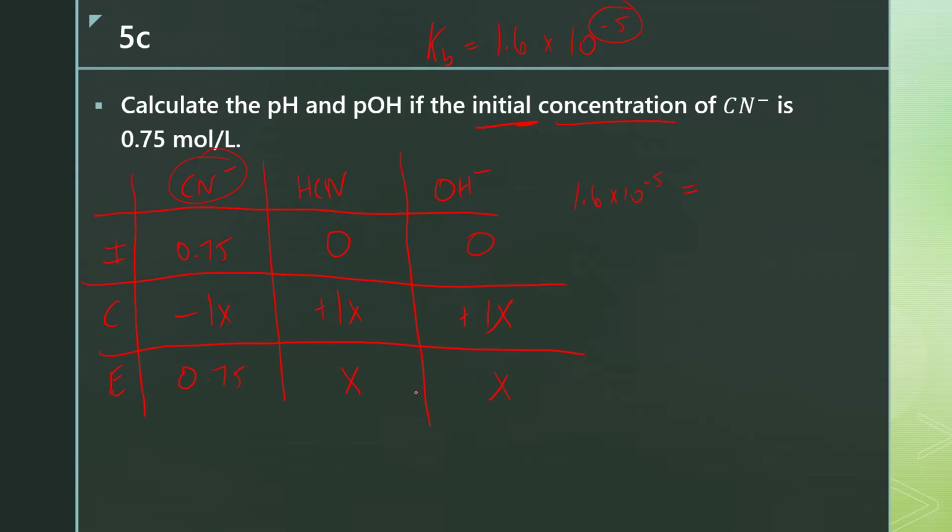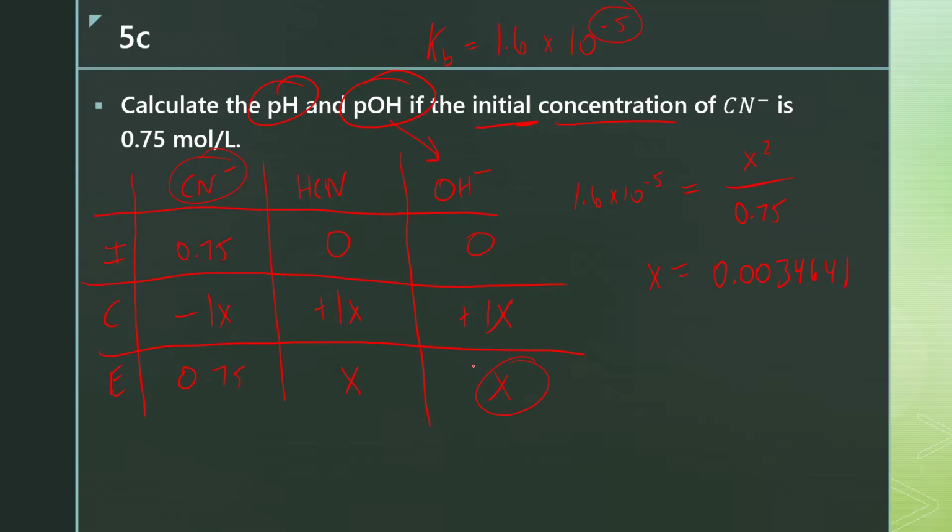That's going to equal your products, so x times x would be x squared, over your reactant, which is 0.75. Once again, solve for x. Let's multiply 0.75 over and then square root. X is going to equal 0.0034641. That's the concentration of each of these things, including your OH. We now know the concentration of OH. We're trying to find pH and pOH.